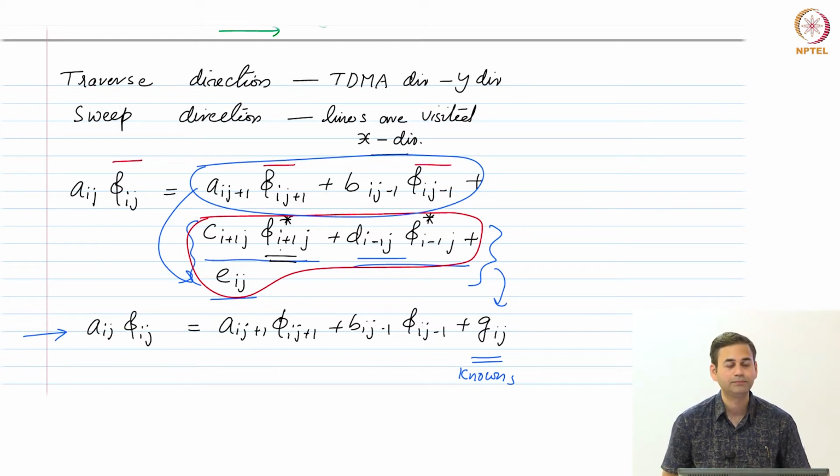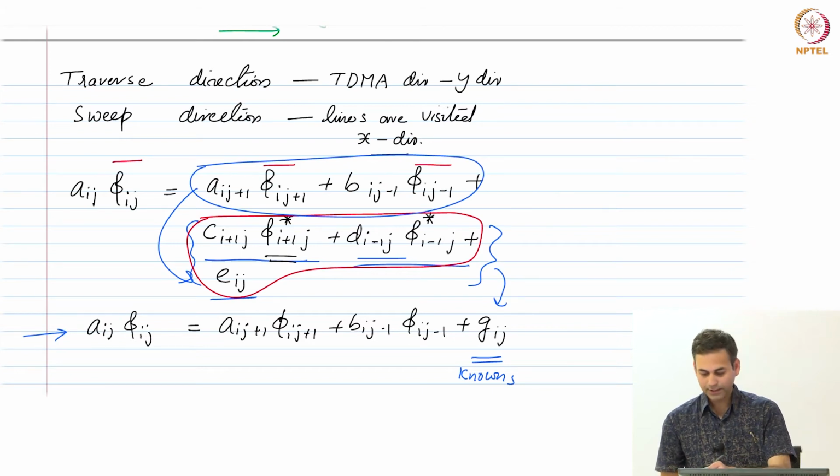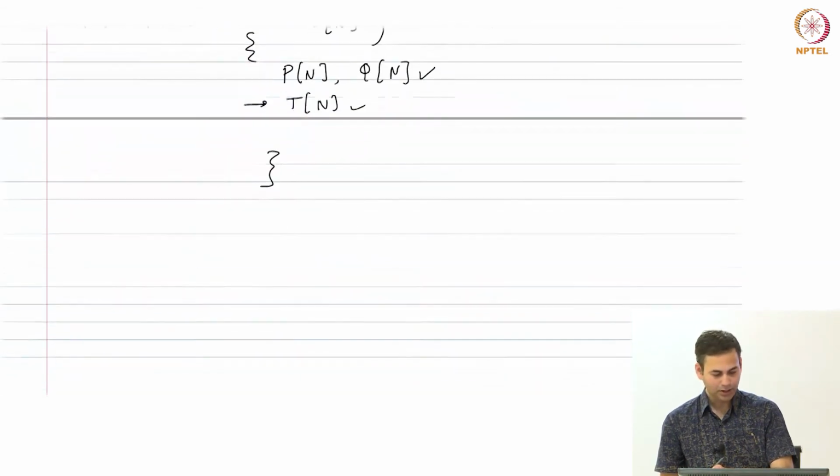The question is, how slow would Gauss Seidel be compared to TDMA? That depends on the size of the problem. We will come to that. I don't have numbers as such, but it will be much slower. So let's have a discussion or comments.